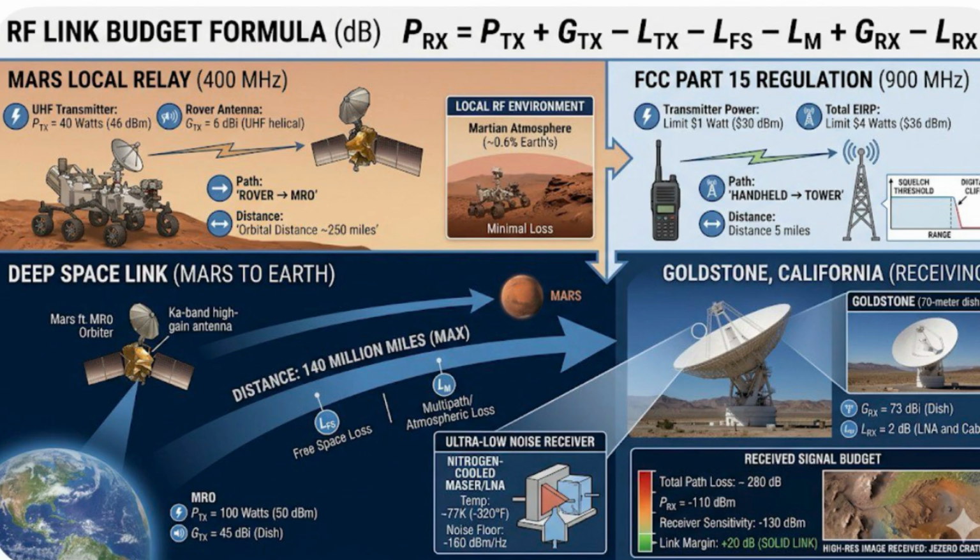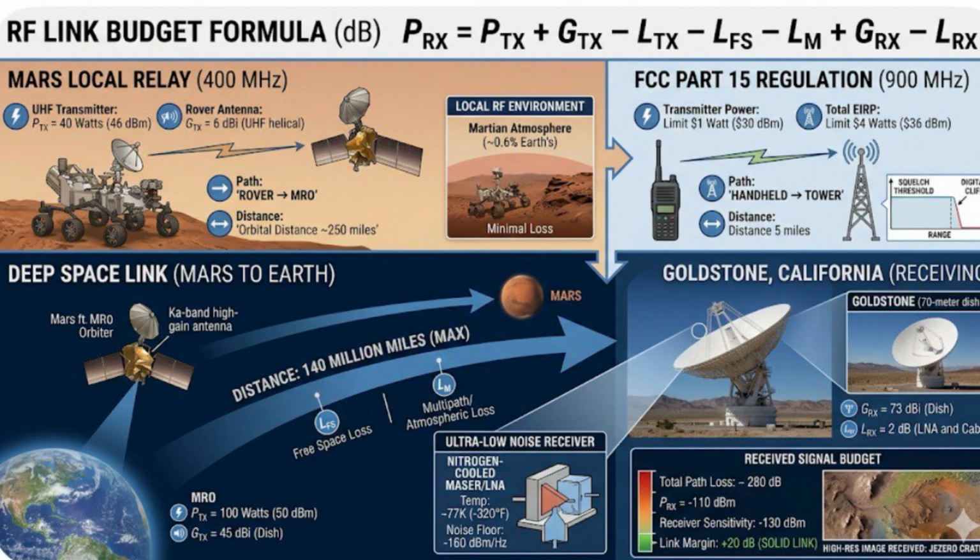The fundamental formula we use is, in this equation, P_Rx is your received power, which must stay above the receiver's sensitivity threshold to be useful. We factor in the transmitter power, P_Tx, antenna gains, G, and various losses, L, like cable attenuation and the massive free space path loss, L_FS.